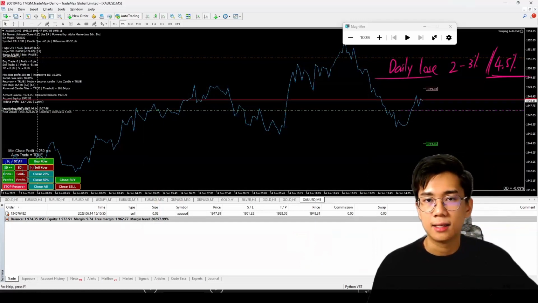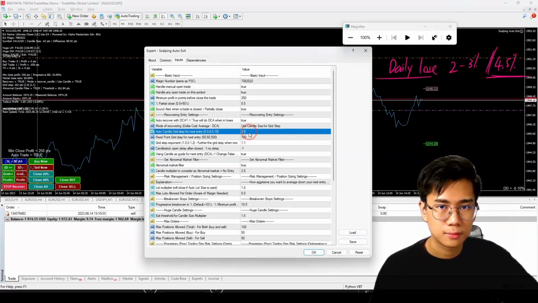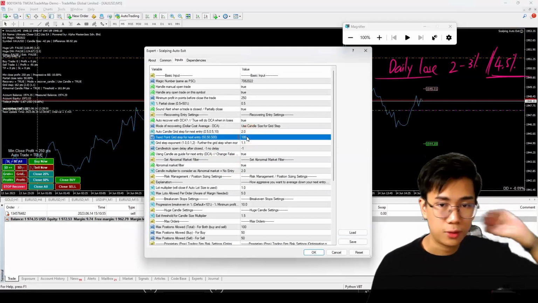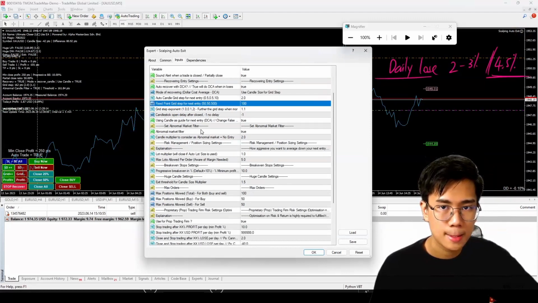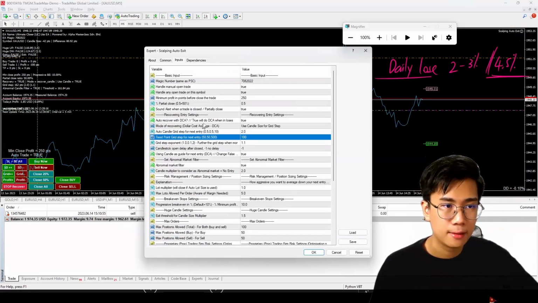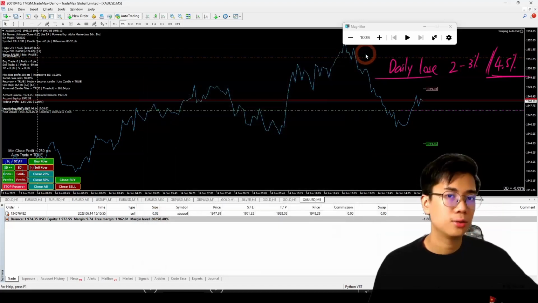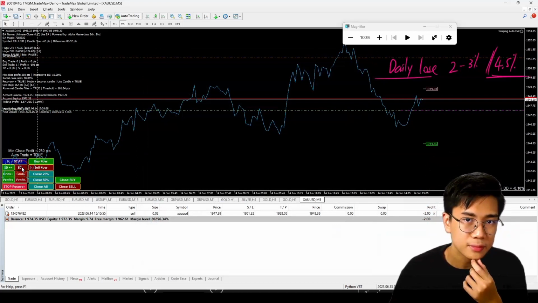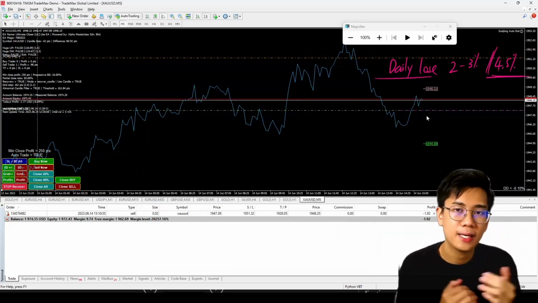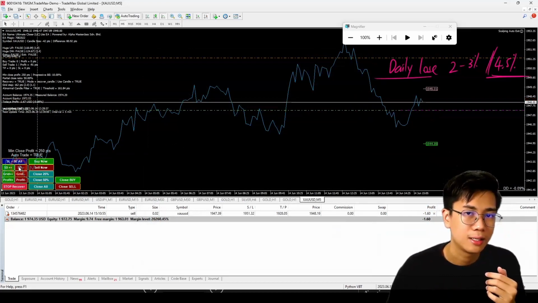Now, what is SD? Let me see where it comes from. Where is the SD? I don't see an SD here. Okay, so SD plus and minus, I'm not sure why it's not working, but it is supposed to capture how big the market fluctuation is that you would like to get. Oh, it's working, it's here.